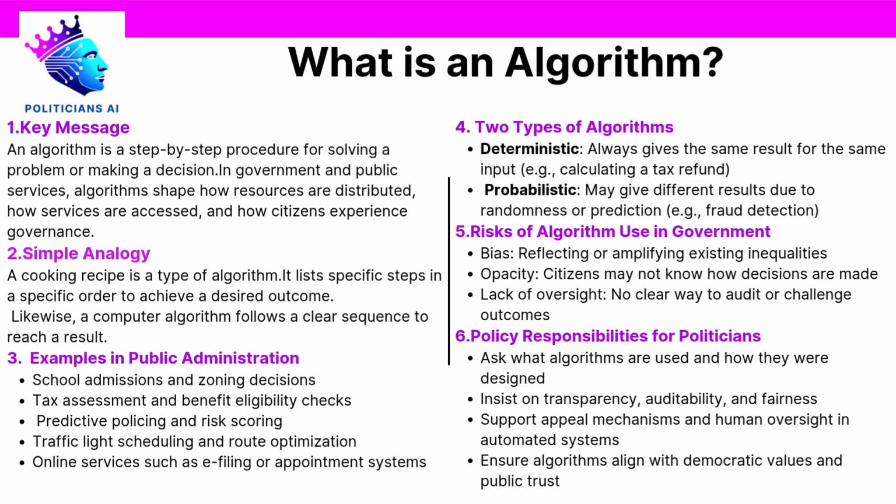You should support legislation that demands transparency and fairness. You should explain clearly to the public how algorithmic systems are being used. You should ensure there are ways for people to challenge and appeal those decisions. And you should push for diversity among the teams who design and test these systems. You are the democratic safeguard between emerging technologies and the public interest.